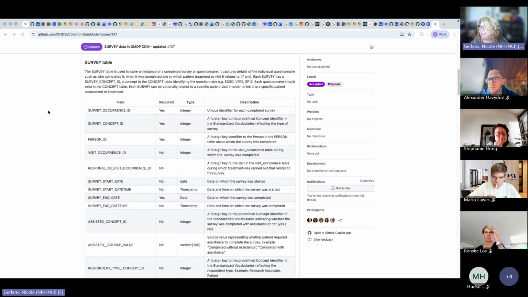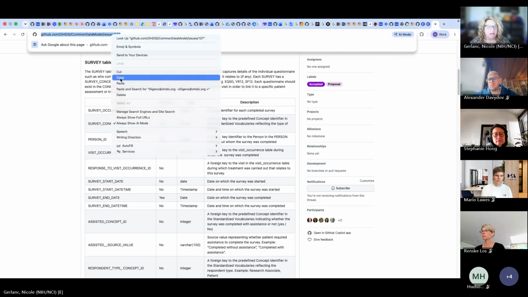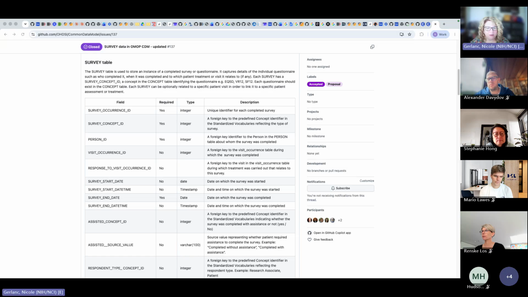I actually really had to dig around to find this because they don't want people referring to 6.0 anymore, so they took it off the list of models. But I was able to find an issue for creating the survey table, and that's where this is. Before I forget, let me grab the link. Let's look at this in detail.